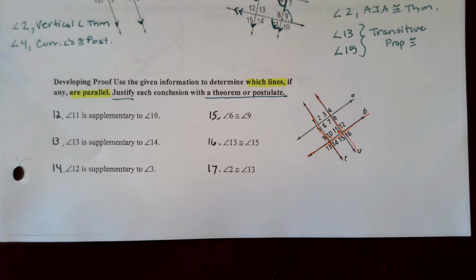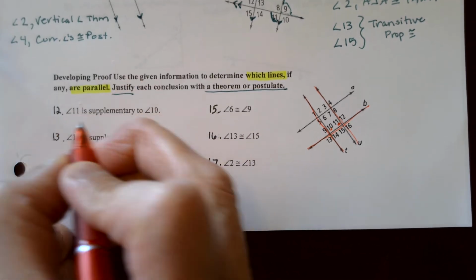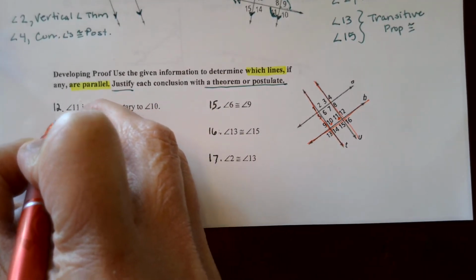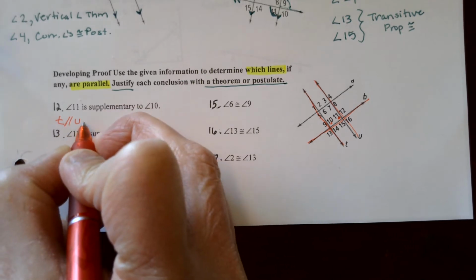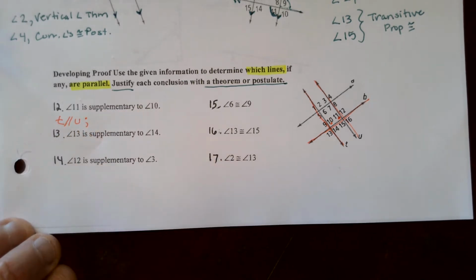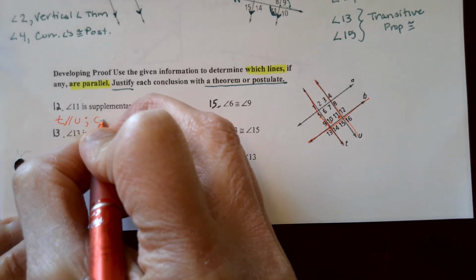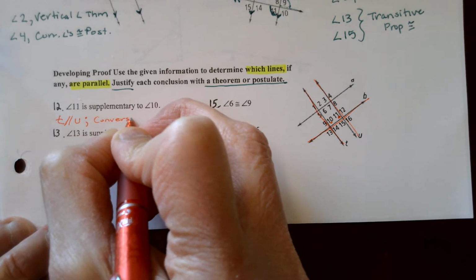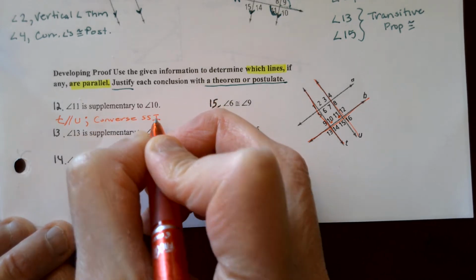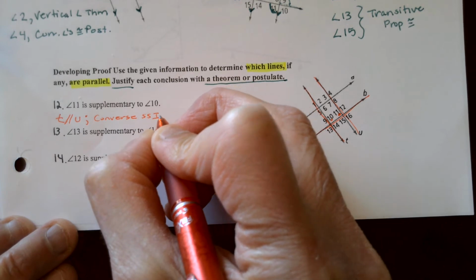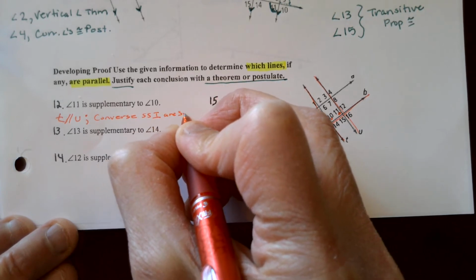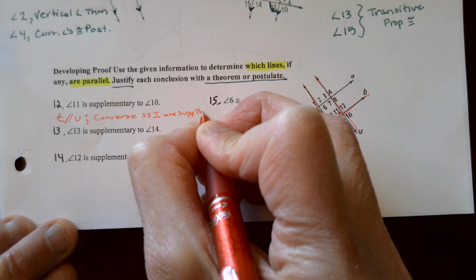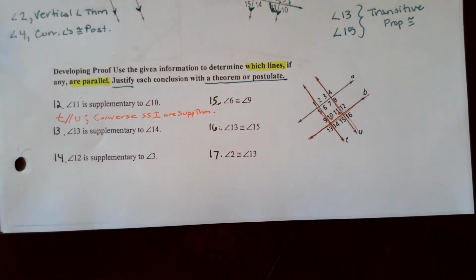And why? So first I'm going to write my lines, T parallel to U, and now I have to put Y. And it's the converse, the same side interior, our sup theorem, supplementary. So write that on your list.